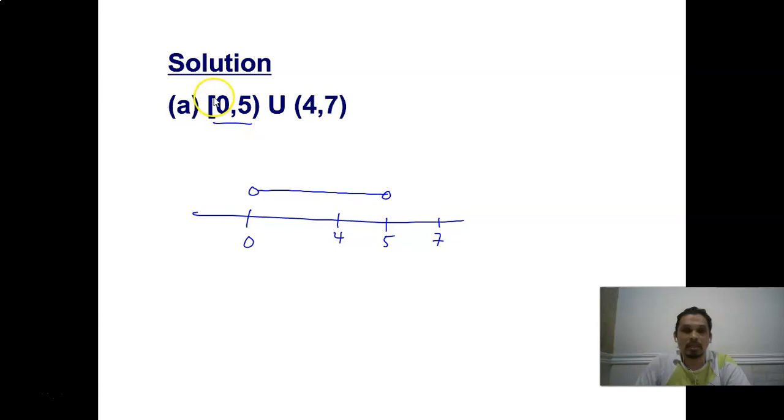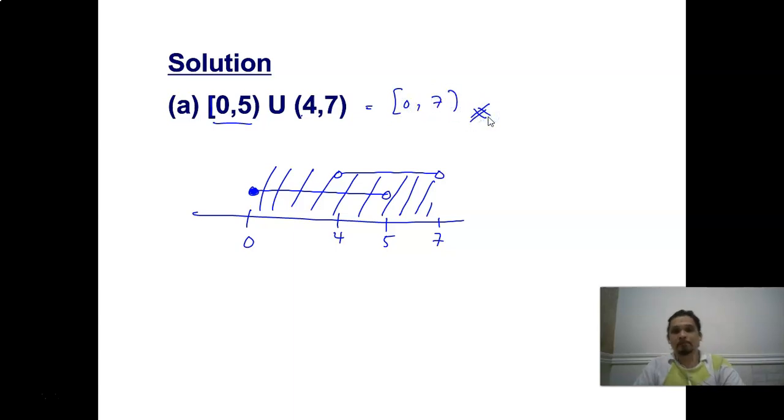Okay, and this side, 0 is a close bracket, so closed here. And then 4 to 7. Okay, both are open bracket. So union, so we take them all. So then it is equal to from 0 until 7.